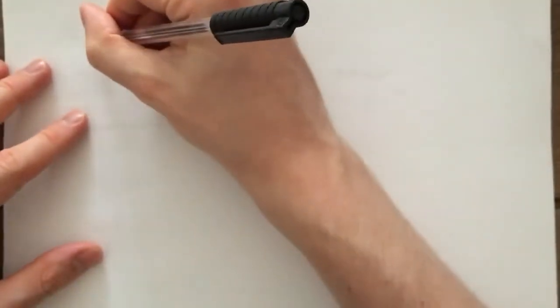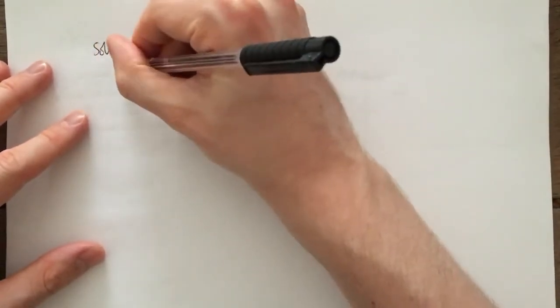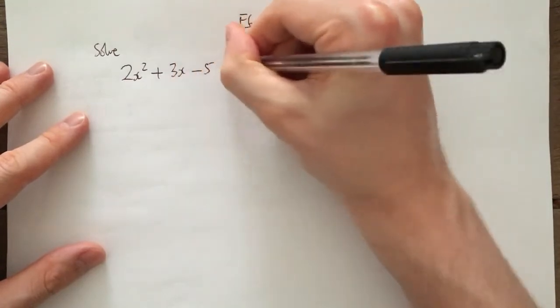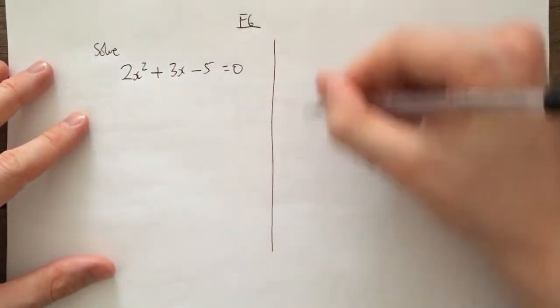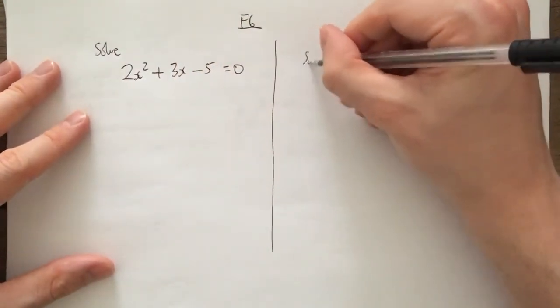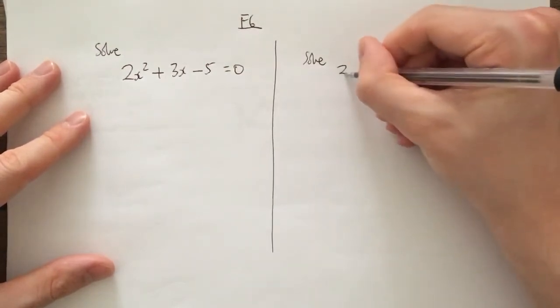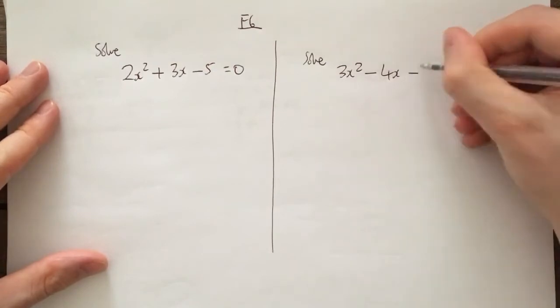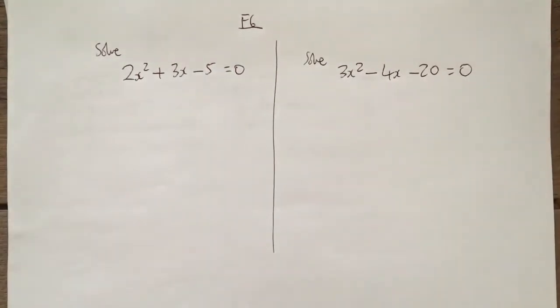F6. Solve 2x squared plus 3x minus 5 equals 0. And the second one is solve 3x squared minus 4x minus 20 equals 0. Again, if you feel confident, you crack on with it without me. Okay, you can pause the video now and crack on.